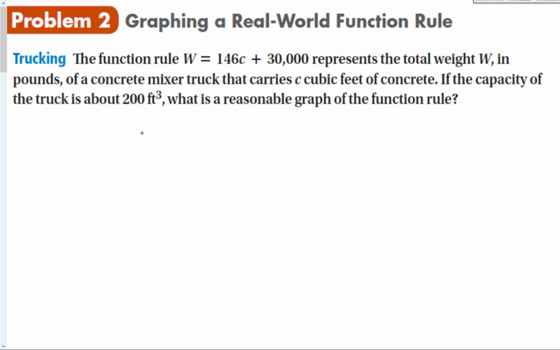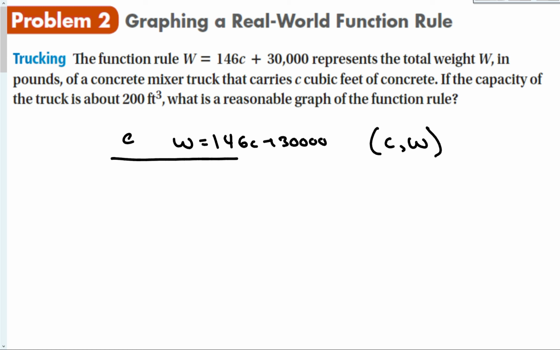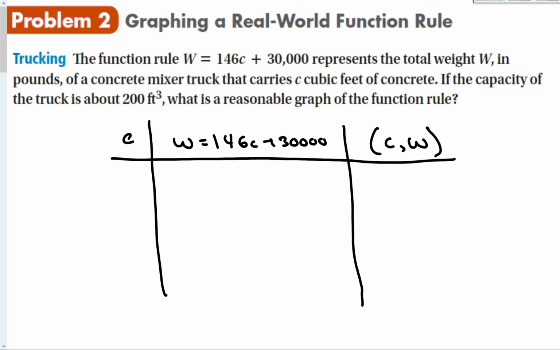My input to this function, so I'm going to make a table, and my output to the table is going to be W. So my input is going to be C. What I'm going to calculate is that W is equal to 146C plus 30,000. And my output is going to be an ordered pair, which is going to be little c, comma, W. So here's my table, just like that.